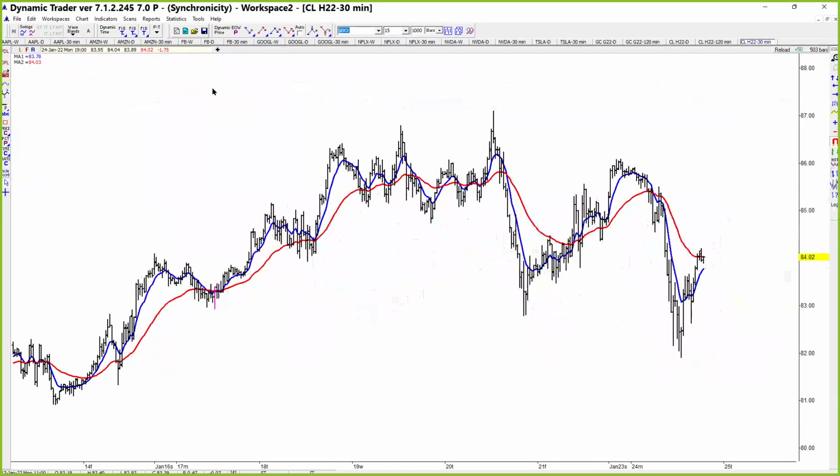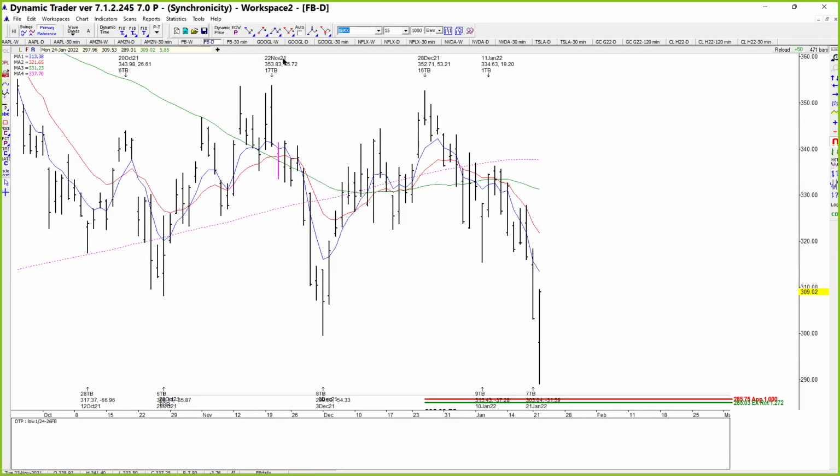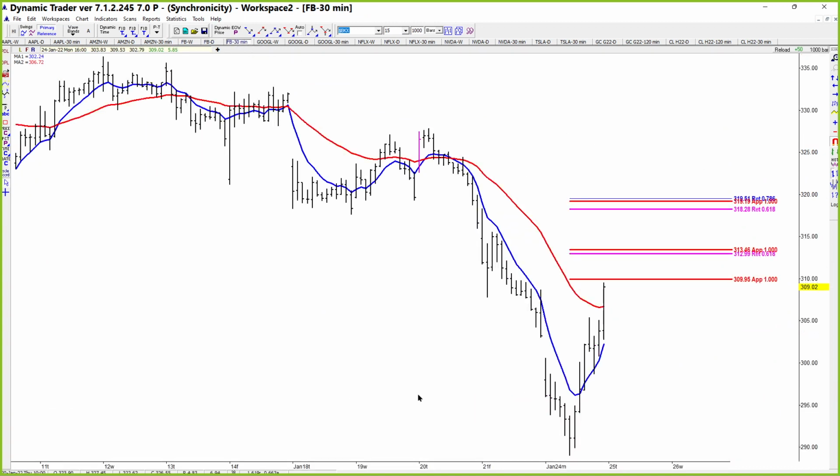Where are you talking about a two-step in Facebook? What time frame are you talking about? I don't see one.